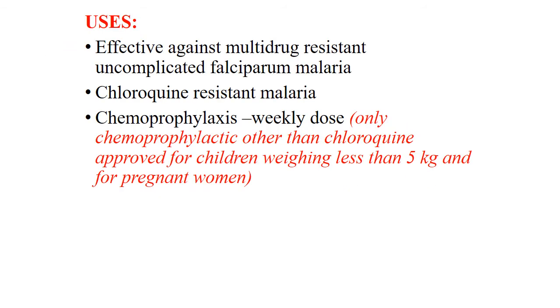Now the clinical uses: it is effective against multi-drug resistant uncomplicated falciparum malaria. It is effective against chloroquine-resistant malaria, and is also used as chemoprophylaxis. Chemoprophylaxis means only for prophylactic therapy, not for acute attack. It is the only chemoprophylactic other than chloroquine approved for children weighing less than 5 kg and for pregnant women. For chemoprophylaxis, it is used as a weekly dose.